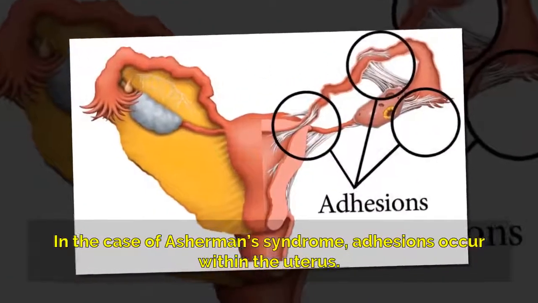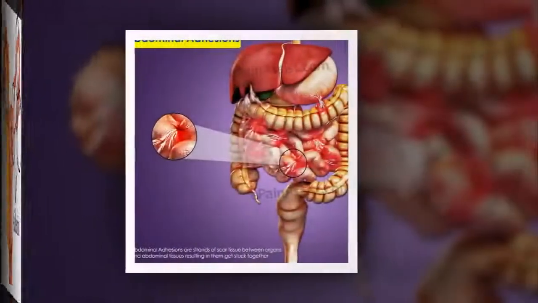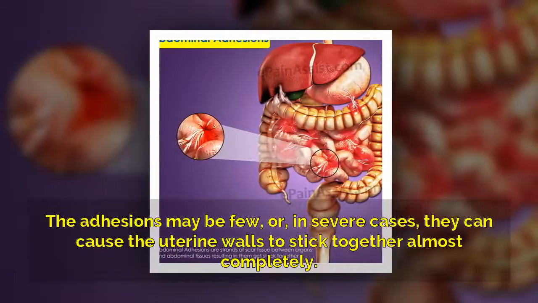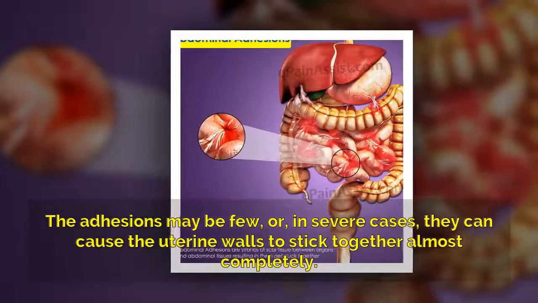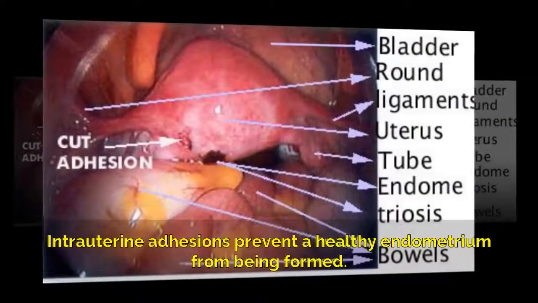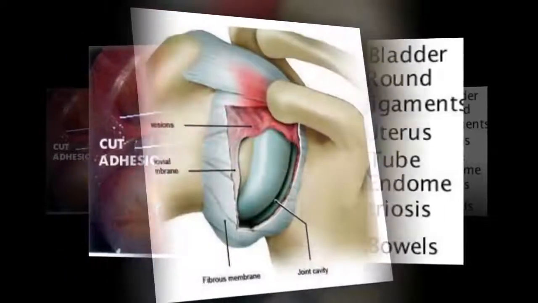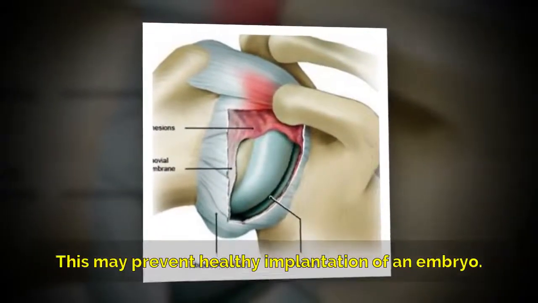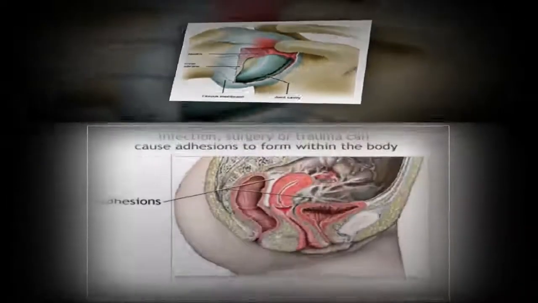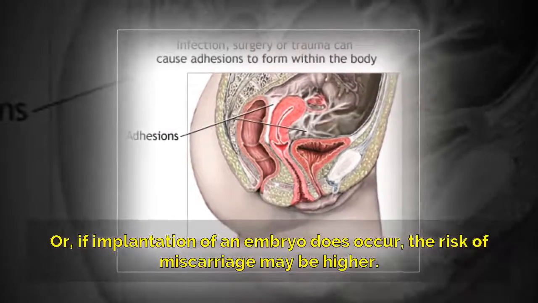In the case of Asherman's syndrome, adhesions occur within the uterus. The adhesions may be few, or, in severe cases, they can cause the uterine walls to stick together almost completely. Intrauterine adhesions prevent a healthy endometrium from being formed. This may prevent healthy implantation of an embryo. Or, if implantation of an embryo does occur, the risk of miscarriage may be higher.